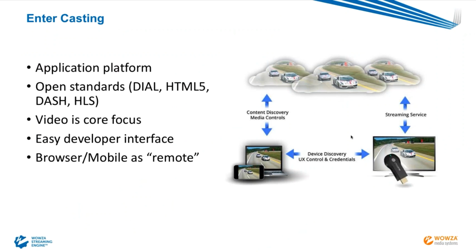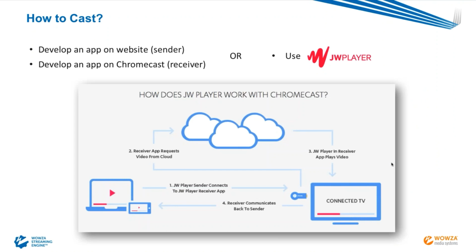And we're going to talk about specifically the casting model with how to cast with JW Player. And the great thing about this is it uses open standards like HTML5, Dial, Dash, and HLS. Video is a core focus of being able to cast. And we're going to do this with JW Player and be able to cast to a Chromecast that I have running here in my office. And how do we do that? I'm going to walk through the steps of how to do this, but you pretty much create an app on the website. You create a sender application, and then you create a receiver application.